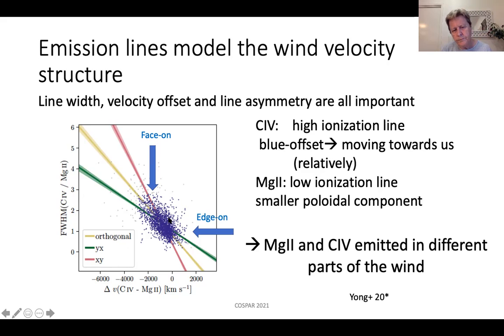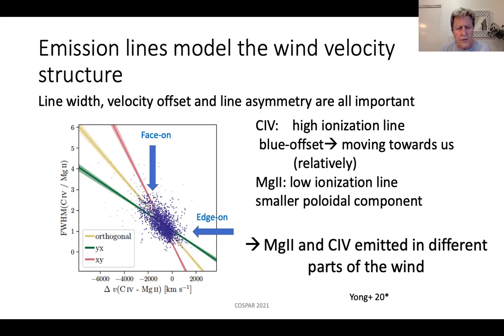And if you take this correlation at face value, what it suggests is that when we're in this part of the diagram, we're looking edge on at the emission region. And when we're in this part of the diagram, we're looking face on. And we did some further analysis that at least provided consistency with this interpretation.